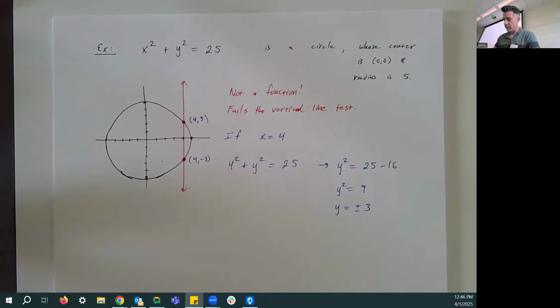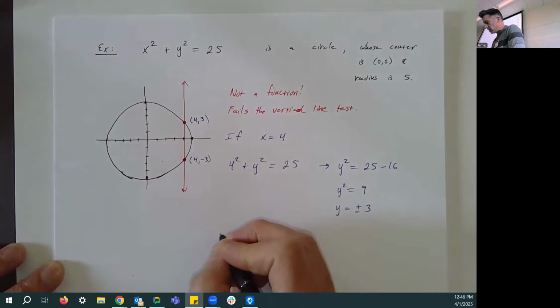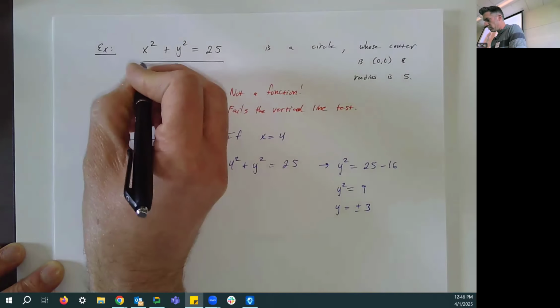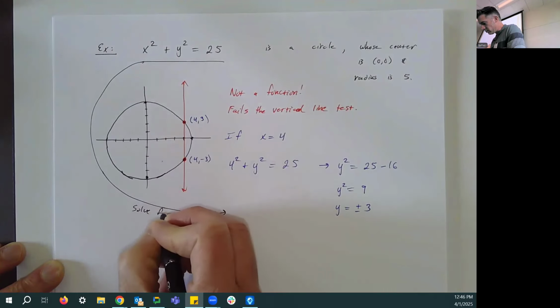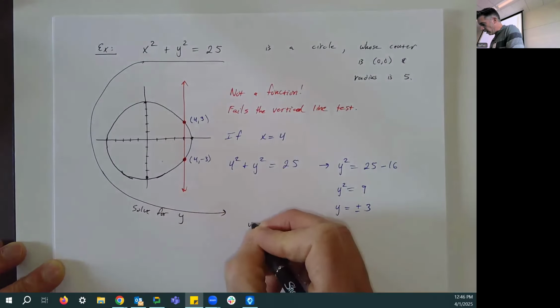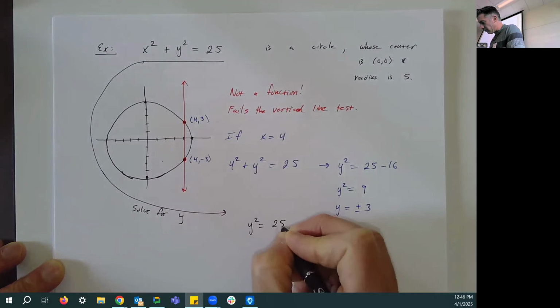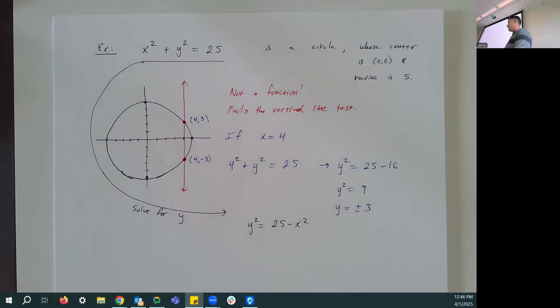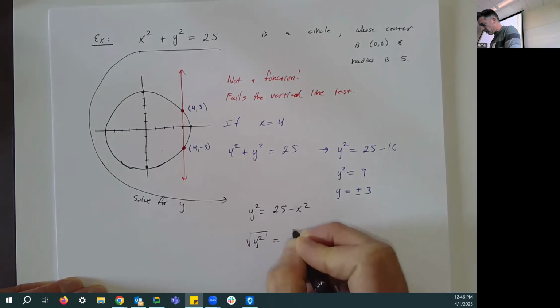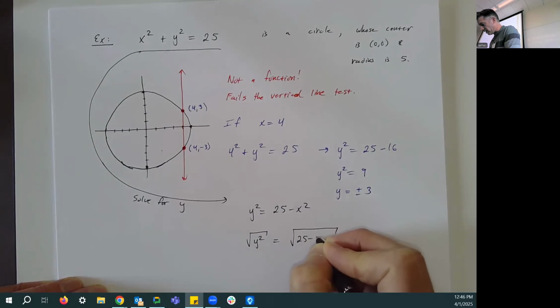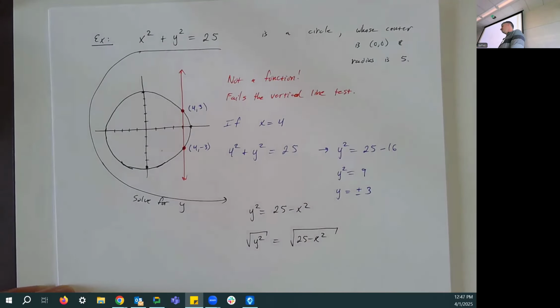A third way to have said that this is not a function is to just try solving for Y. If you start off with this equation and then solve for Y, we're going to get y squared equal to 25 minus x squared. And then when we try and square root both sides, look what happens. We get the square root of y squared equal to the square root of 25 minus x squared. What's the square root of y squared?